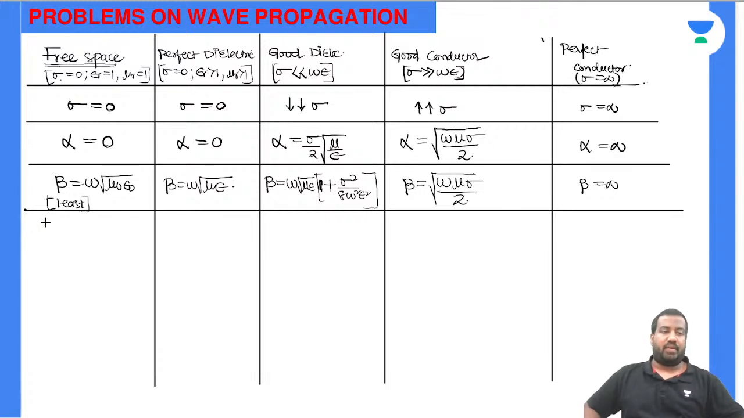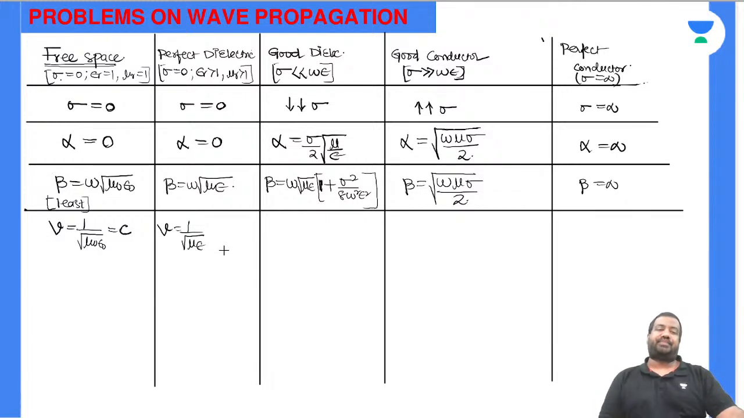Then velocity, speed or velocity. 1 by under root of mu naught epsilon naught for free space, which is c, 3 into 10 power 8 meter per second. Here v is 1 by under root mu epsilon, mu r is greater than 1, epsilon r is greater than 1. So what happens to velocity? V will be less than c. Here it is c, here it is less than c.